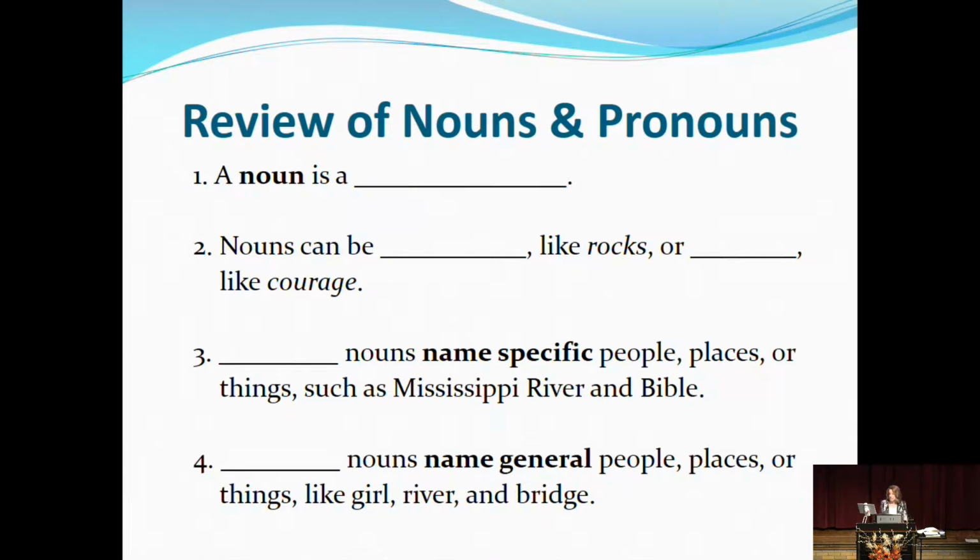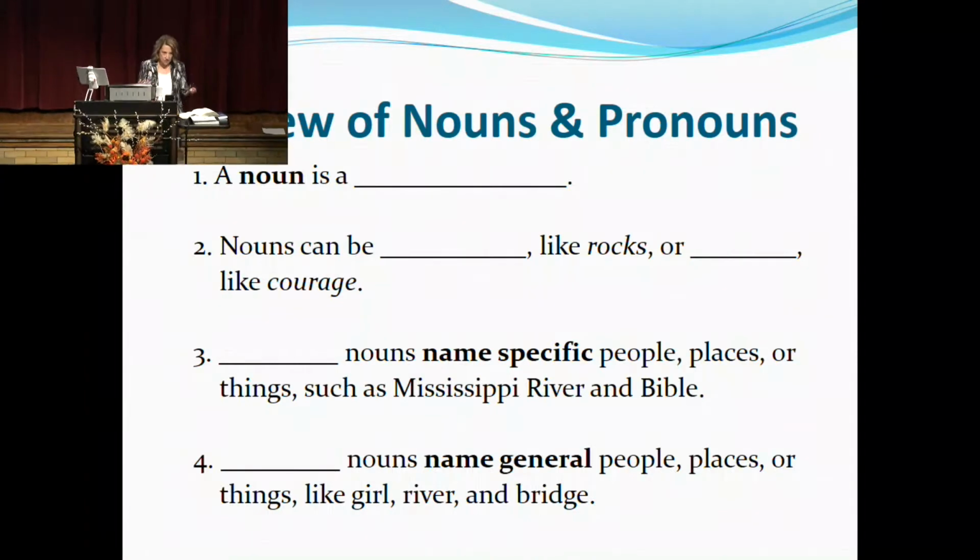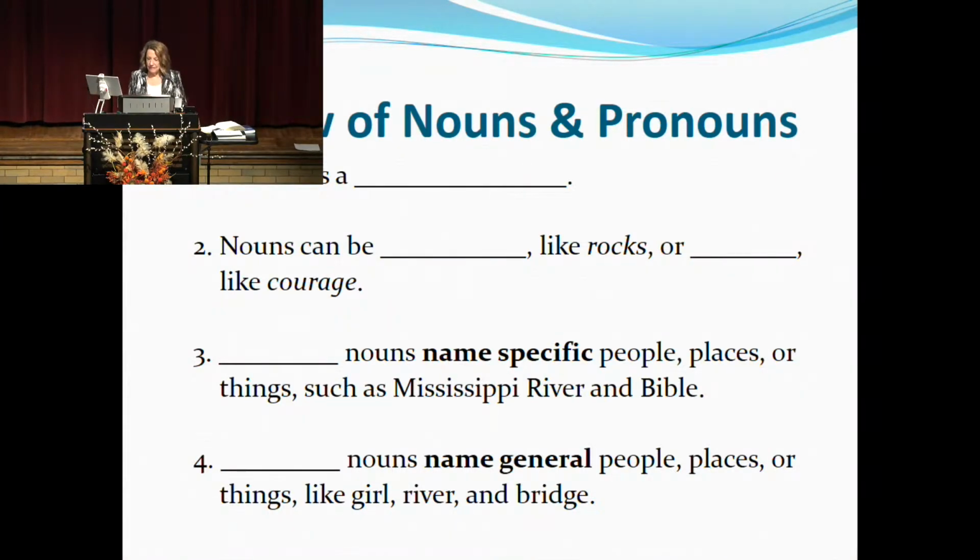Abstract. And what nouns would name specific people, places, or things, such as Mississippi River and Bible? Those are the proper nouns. And they say we're so proper we want to be capitalized. And then you have those nouns that say you don't need to capitalize us, because we name general people, places, or things like girl, river, and bridge, and those are considered common nouns.